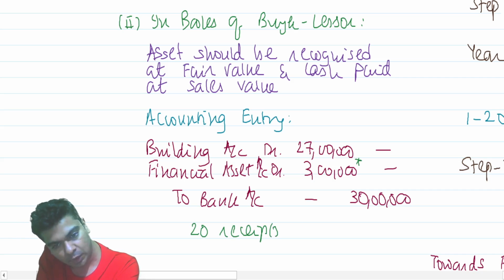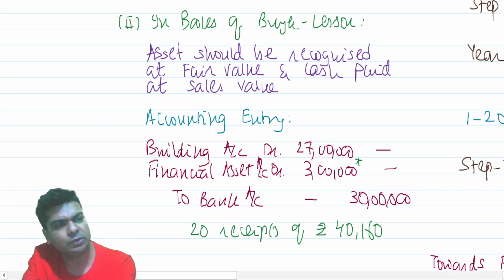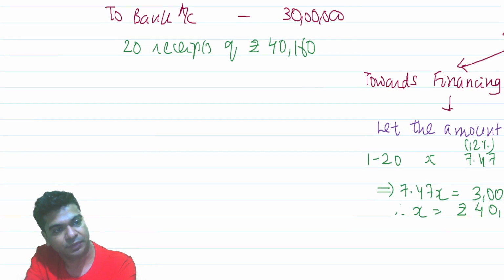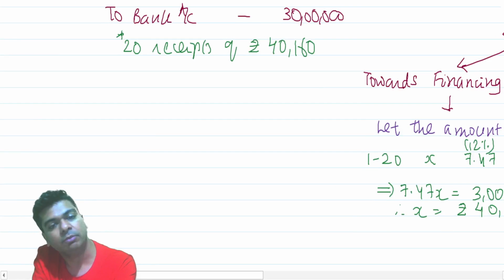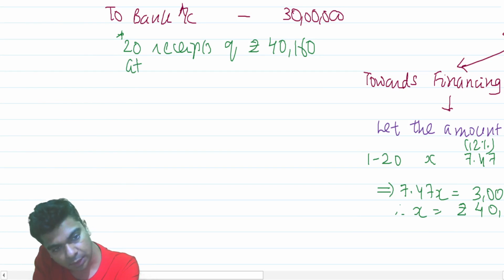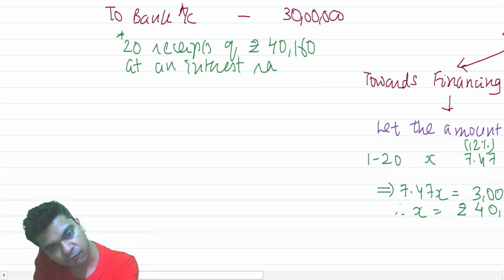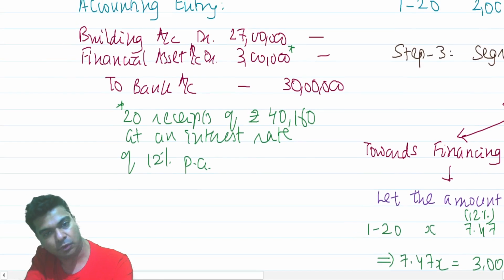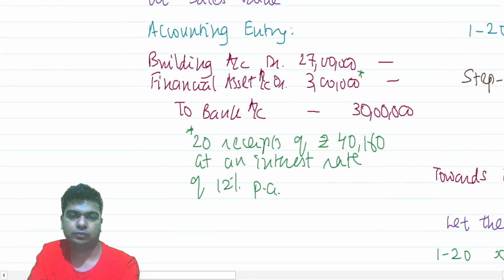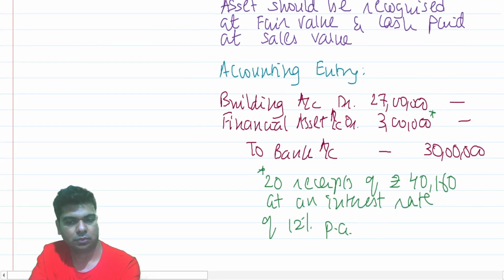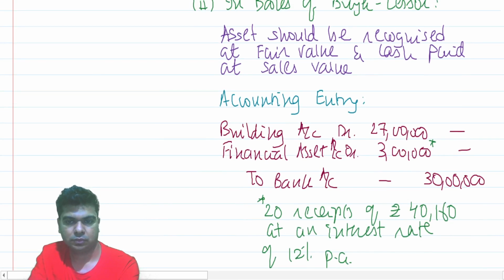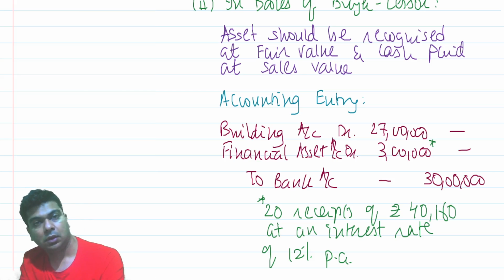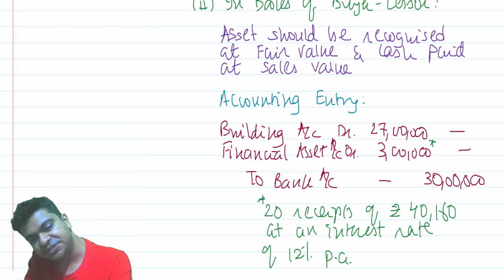This 3 lakhs is nothing but 20 receipts of rupees 40,160. That's the third step, yes, 40,160. It is basically representing 20 receipts of rupees 40,160 at an interest rate of 12% per annum. That's how we are going to recover this 3 lakhs of rupees. Just pause the video and complete it. It's the end of this question.